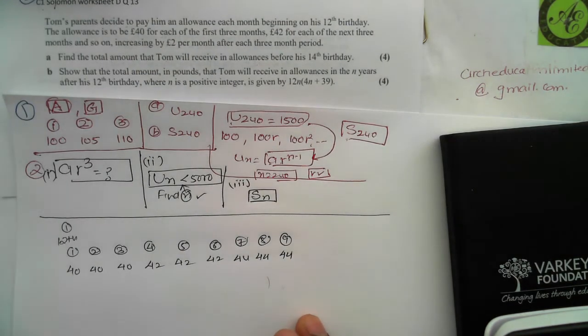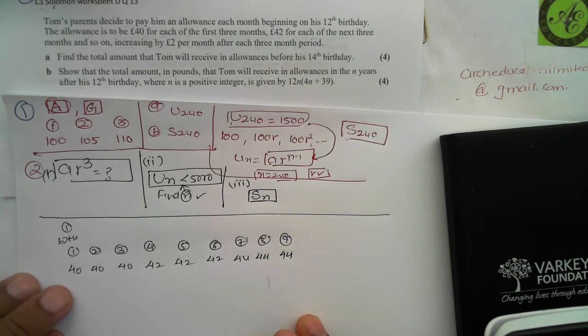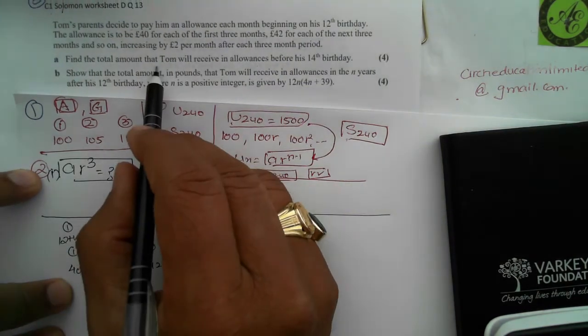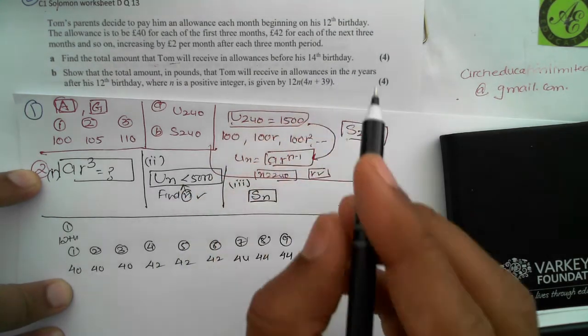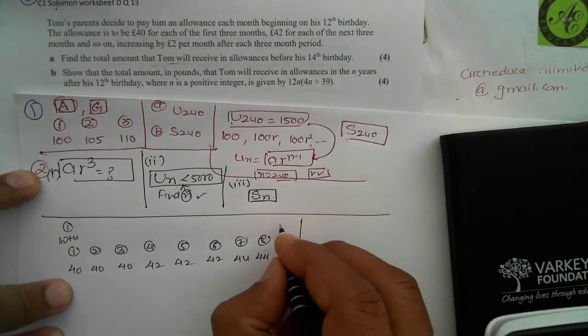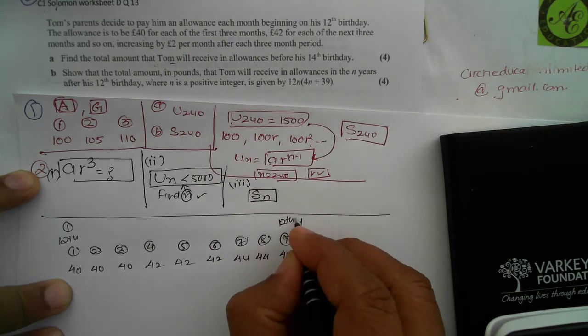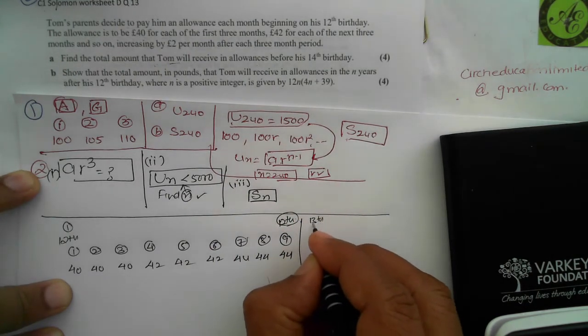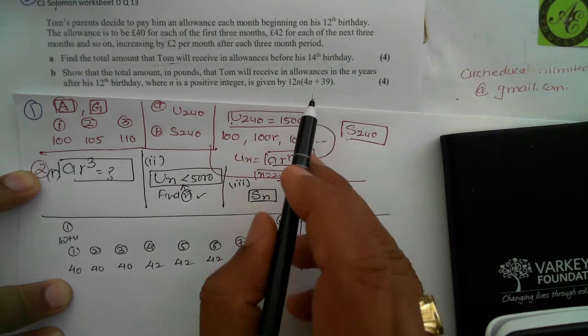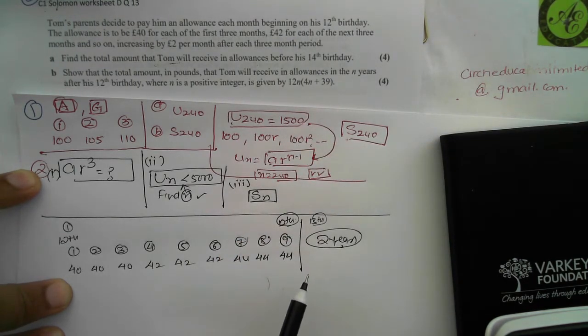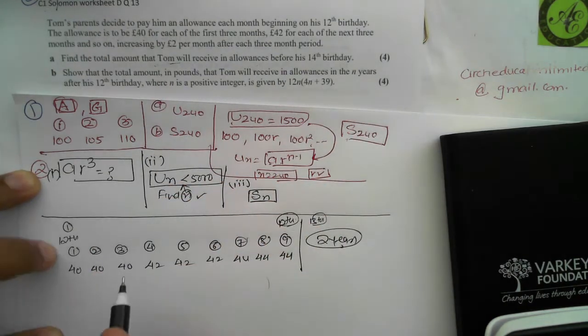Okay, find the total amount Tom will receive in allowance before his 14th birthday. That means he's going to get paid for this year, 12th year, and then he's going to get paid for the 13th year. That means he's going to get paid for 2 years altogether, and find the total amount he gets paid. Okay, I'm not going to do that for you. This is a 4 marker. Then we'll check part B. Try that yourself, otherwise I'll come back to you.